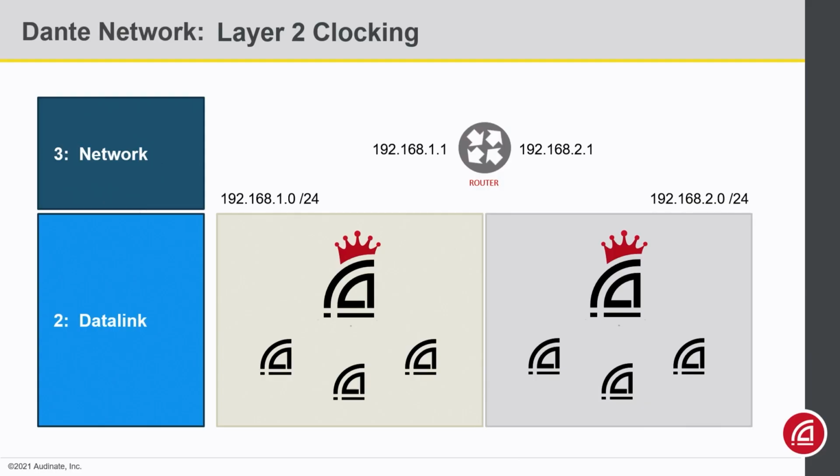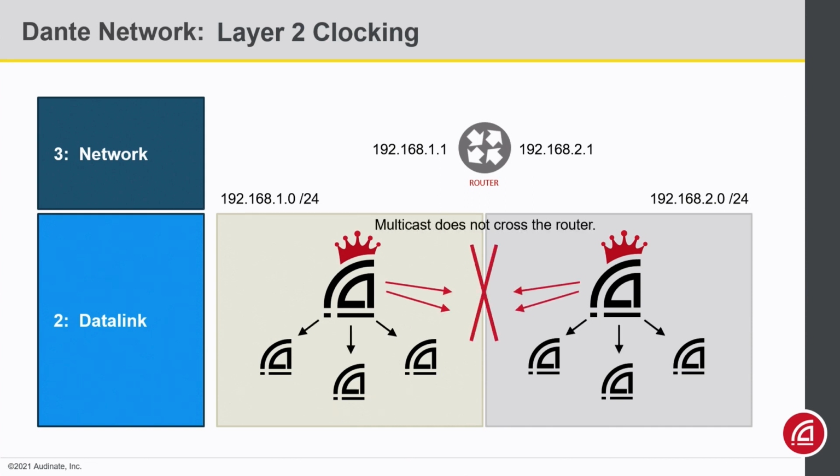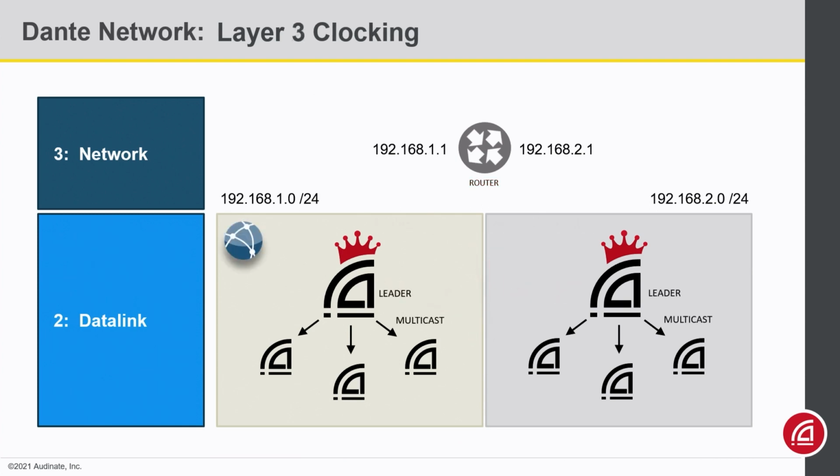As we know, we currently have devices in different subnets. Clocking works within the subnet, but not beyond because clocking uses multicast, which does not cross the router. Once we add Dante Domain Manager, we unlock more coordination capabilities, including the ability to use unicast clocking. Now we can send Precision Time Protocol from one subnet to another.